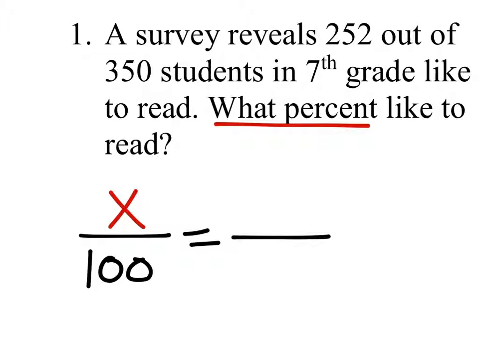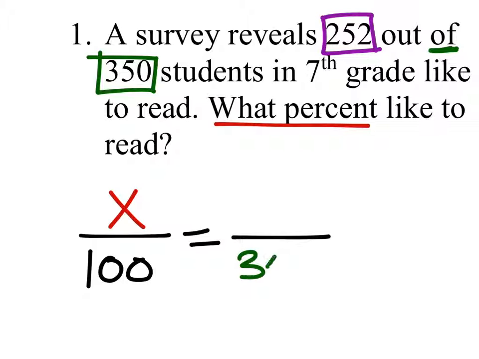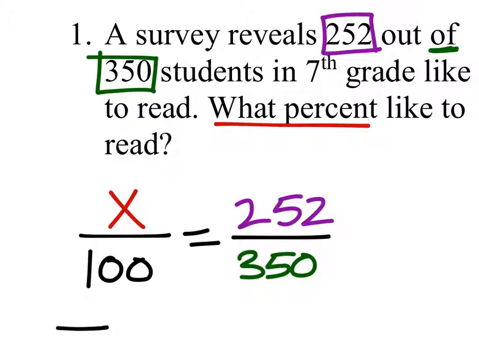And then it says 252 out of 350 students. Remember, the word of is one of those key words. The number after the word of is usually the whole value, which means that 252 is part of that whole, and that goes in the numerator. Well, this is set up for us to solve just like we would any other Fish method proportion.